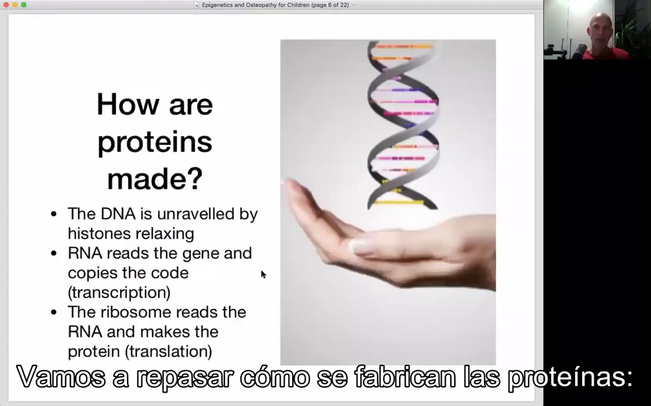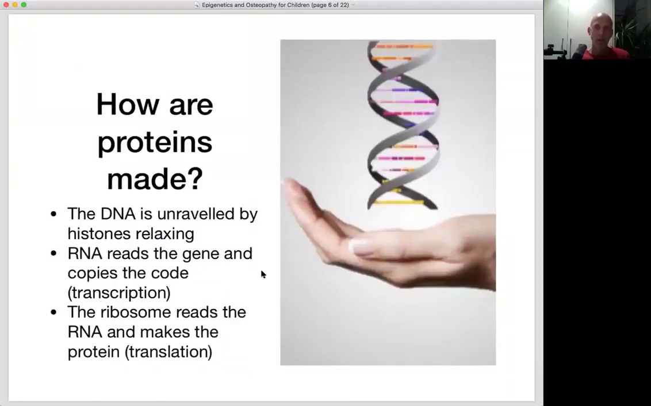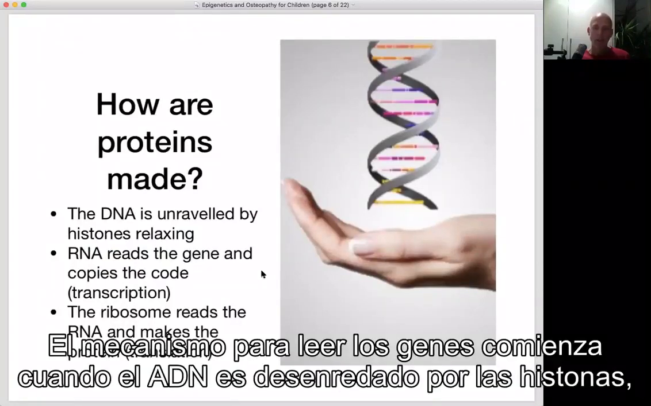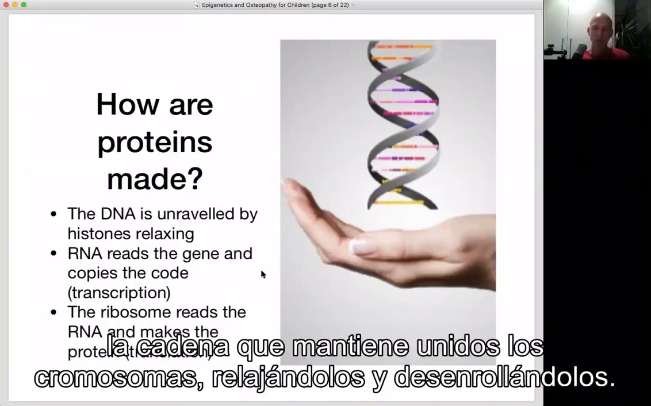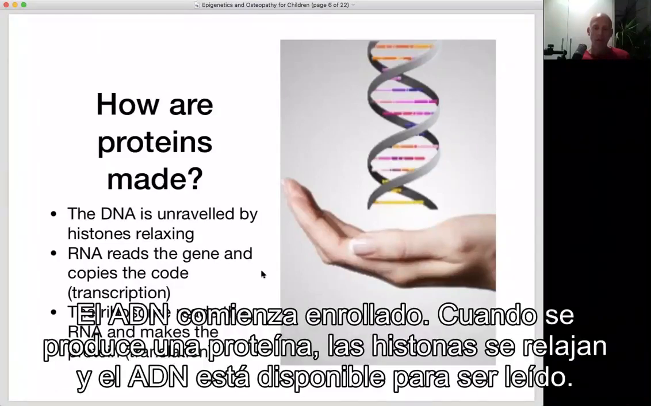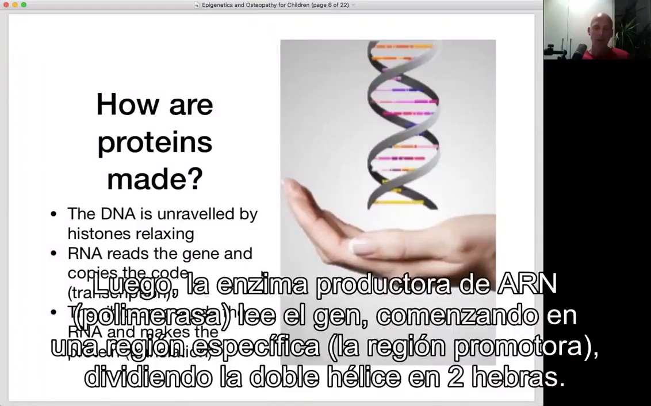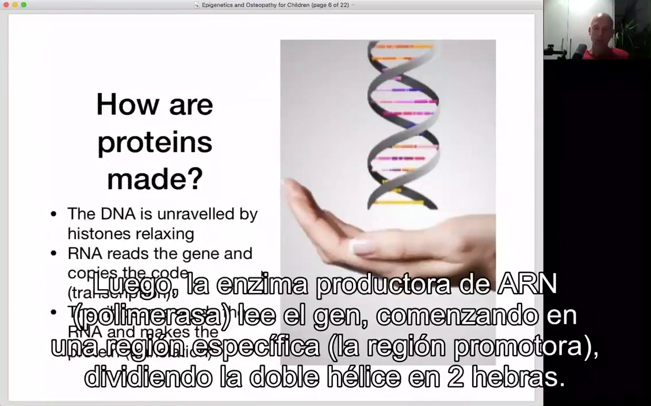Let's revise how proteins are made. The mechanism for reading genes starts with the DNA being unraveled by histones, the string that holds the chromosomes together, relaxing and unwinding them. The DNA starts off coiled up. When a protein is made, histones relax and the DNA becomes available to be read. Then the RNA-making enzyme, the polymerase, reads the gene, starting at a specific region, the promoter region, by splitting the double helix into two strands.